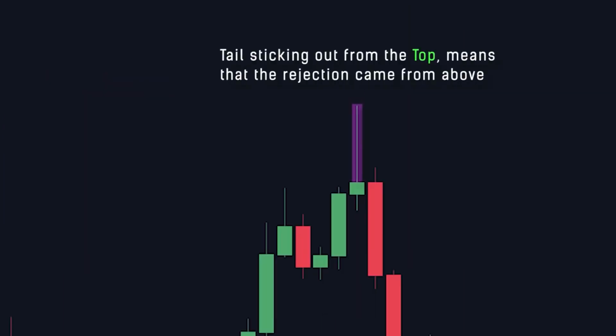Similarly, if the tail is sticking out from the top, it means that the rejection came from above, and that the momentum is going downwards. Which is why, even though this is a green candle, it is still considered a bearish pin bar. Now moving on.